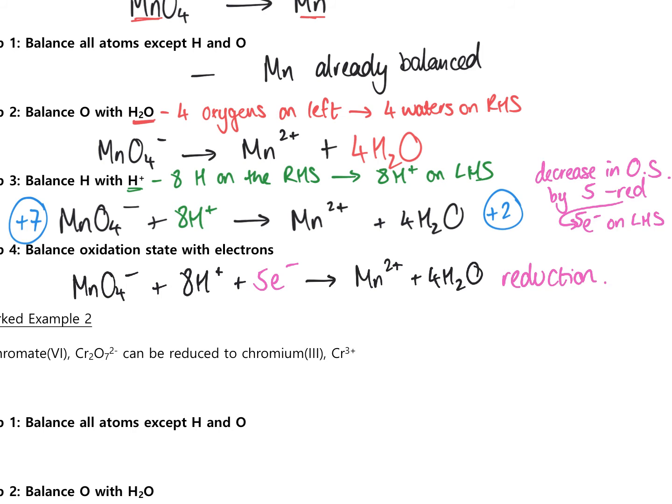What you can do at this stage is you can get your total charge on each side of the equation and double check that it's balanced in terms of charge, and that's a way to check that you have done this correctly. So if we look at the charge on the left hand side, it's -1 essentially, plus 8 from our 8H+, minus 5, which gives us +2. And on the right hand side, our only charged particle is Mn2+, and that is a charge of +2 as well. So the charges are balanced, which gives us an indication that we have done this correctly.